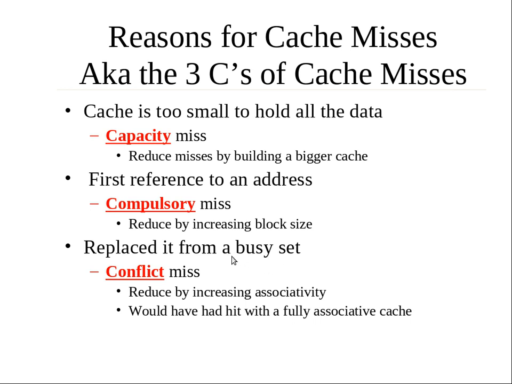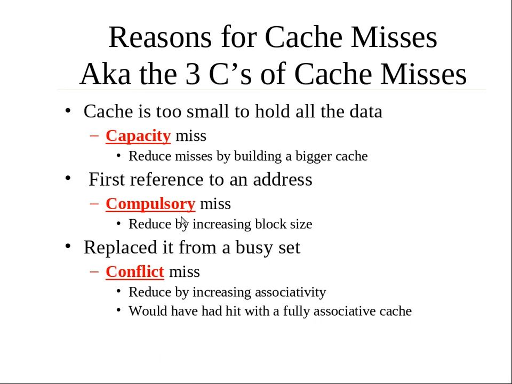Replaced from a busy set, aka let's say your associativity was too low or you have a direct map and it just keeps overriding the same cache line. That's called a conflict miss. You had another item that was available in the cache, but it didn't go to it because of the associativity of the cache. That's called a conflict. You reduce it by increasing your associativity so that you can utilize more of the cache.